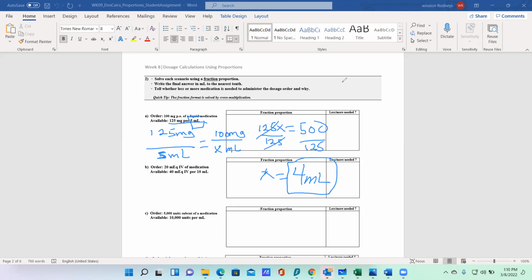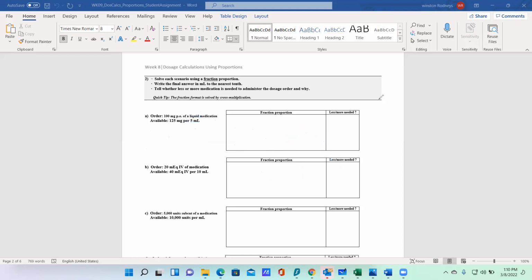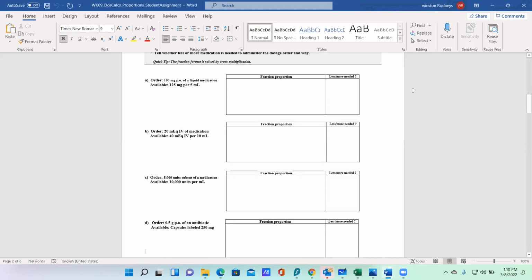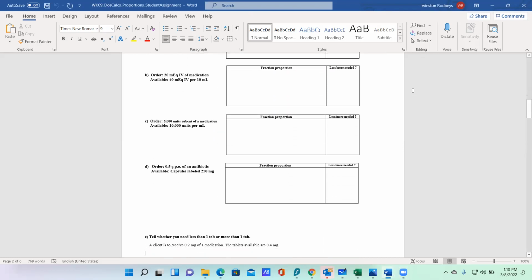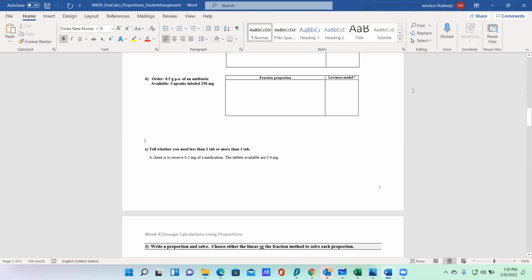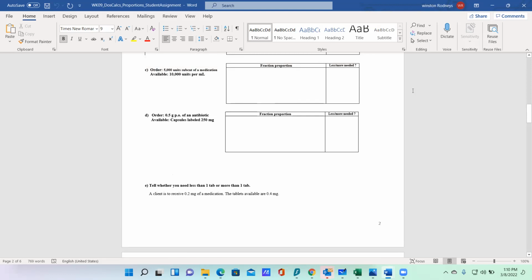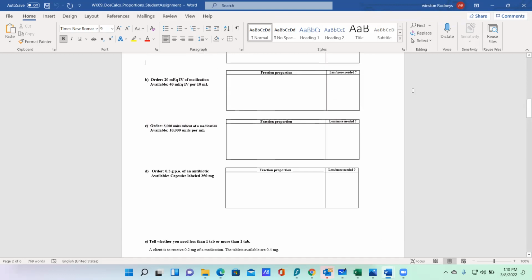You're going to do the same thing for all these problems, just like we did last week. You set up the proportion, cross multiply, and solve for x. All these are the same. The only thing that I noticed here was this little mistake, well, it wasn't this problem.